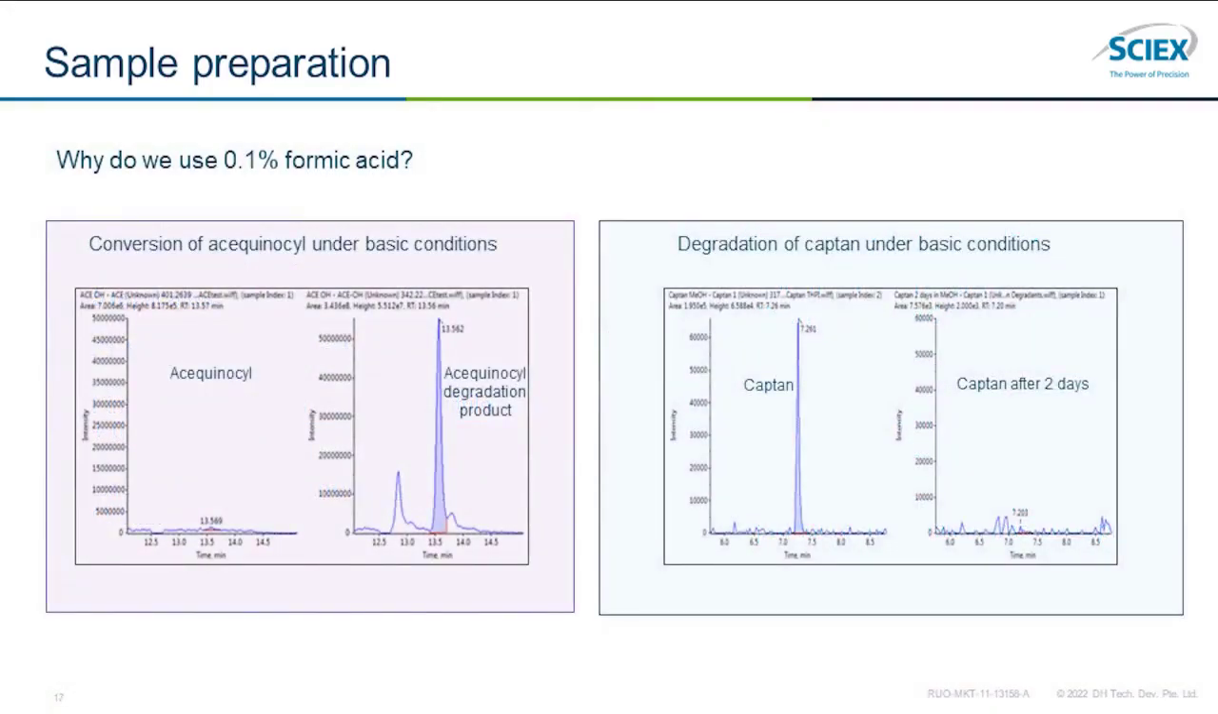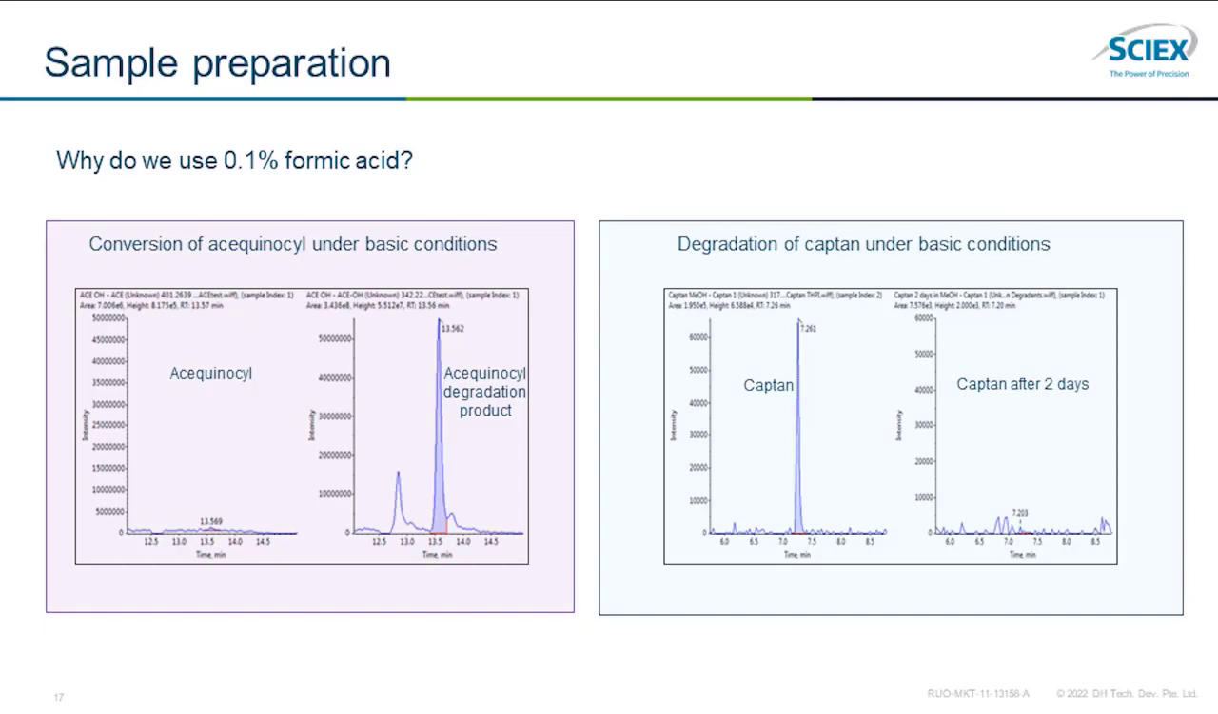So I get asked pretty frequently, why do we use formic acid? So we use formic acid for stability reasons. So in the purple box, you can see the compound. So if you store it under basic conditions without any formic acid, so just straight extract, what you'll notice is that you'll start to see the degradation product forming. And we really want to prevent this conversion as much as possible.